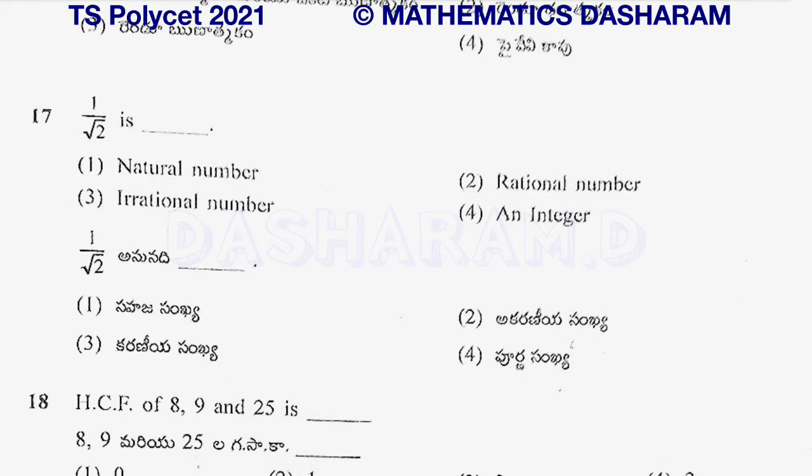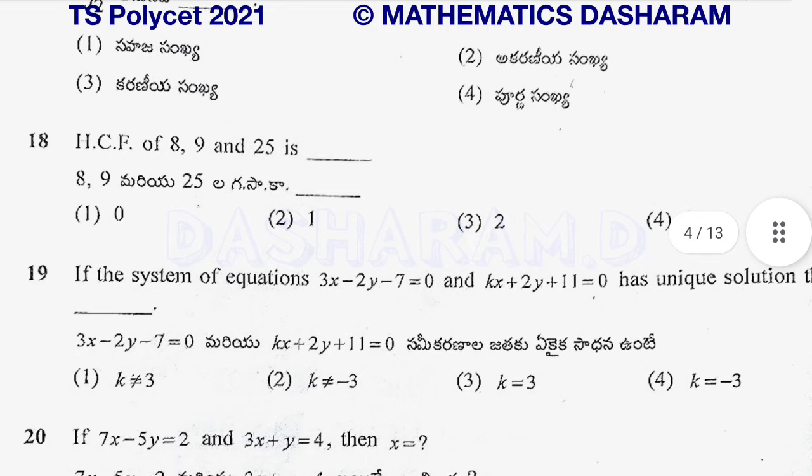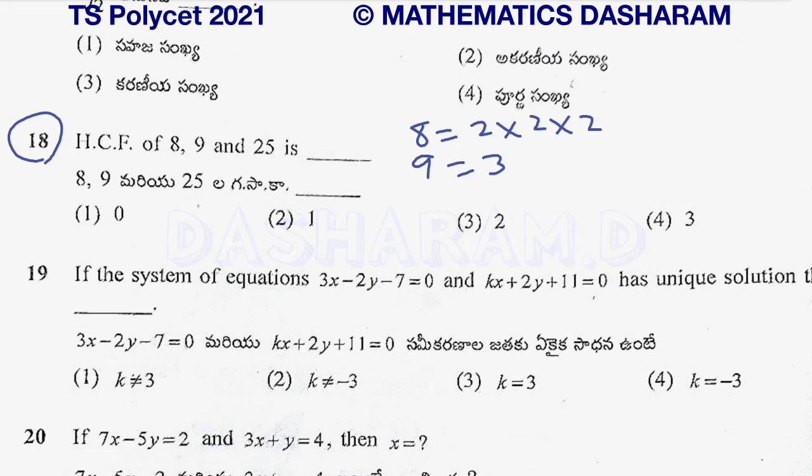Next, 18th question. HCF of 8, 9 and 25. So use the prime factorization method. 8 factorization is 2 into 2 into 2. 9 factorization is 3 into 3. 25 factorization is 5 into 5. So here HCF means the product of common factors. In these three numbers there are no common factors, so the HCF will become 1.